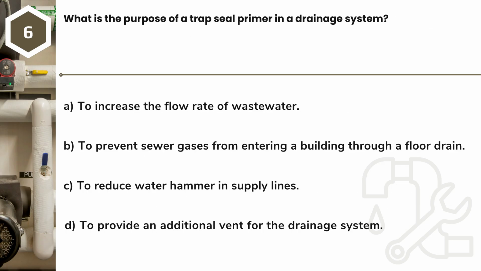Question 6. What is the purpose of a trap seal primer in a drainage system? A. To increase the flow rate of wastewater. B. To prevent sewer gases from entering a building through a floor drain. C. To reduce water hammer in supply lines. D. To provide an additional vent for the drainage system.